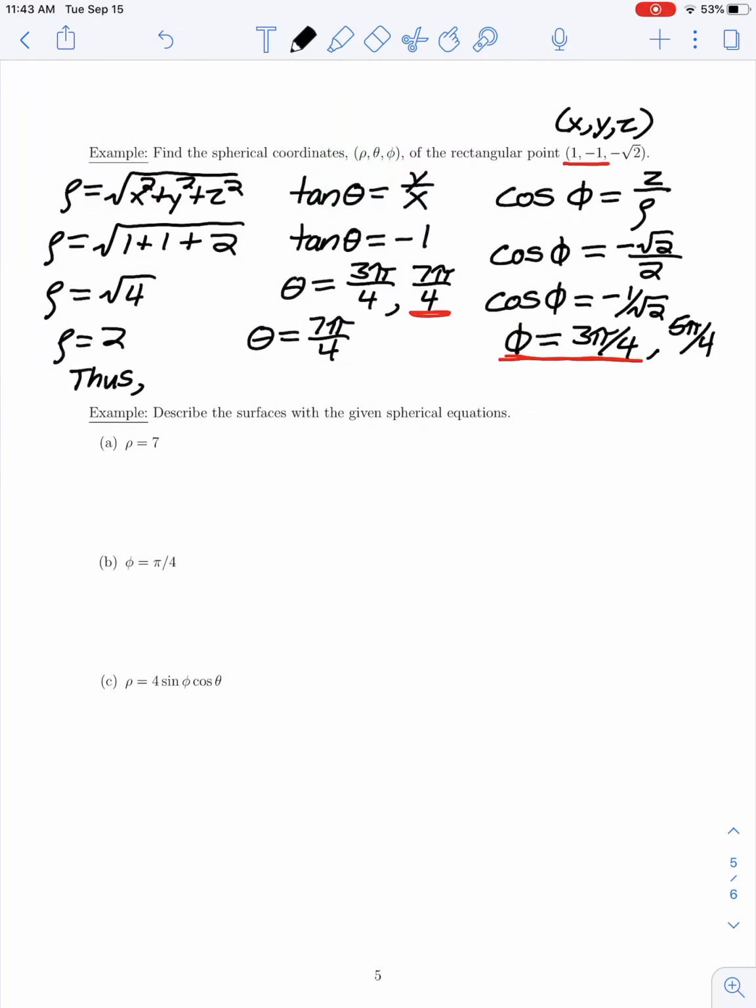So our point could be represented as the point rho, theta, phi given by 2, 7 pi over 4, and 3 pi over 4.